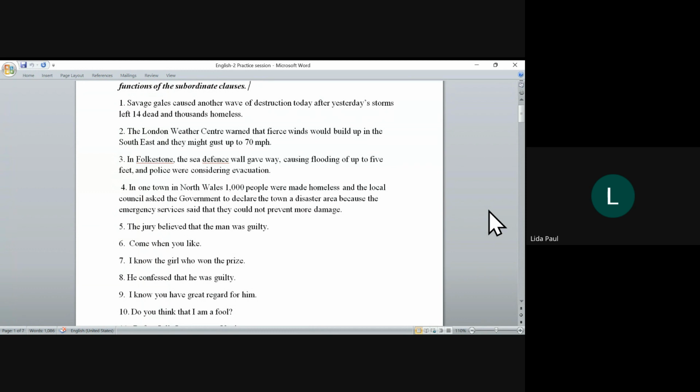Causing flooding of up to 5 feet and police, again this gives you a cause, hence an adverbial clause. Fifth one, the jury believed that the man was guilty, correct. Again noun clause, yes, correct. Fifth one is also a noun clause.